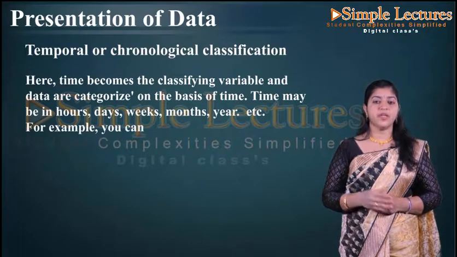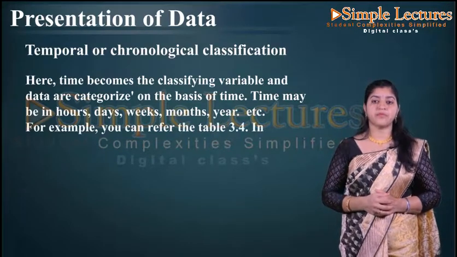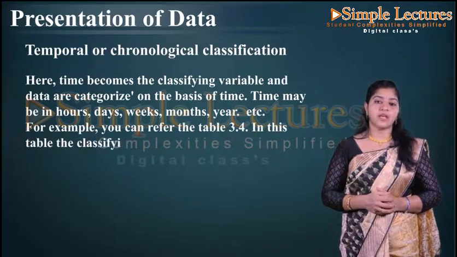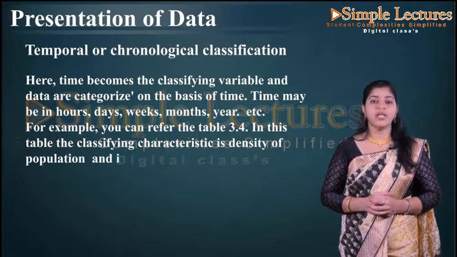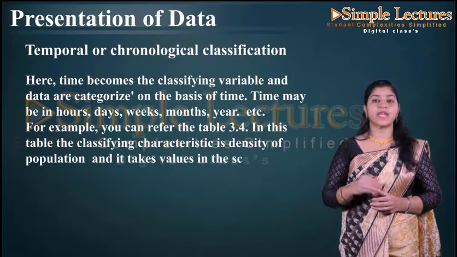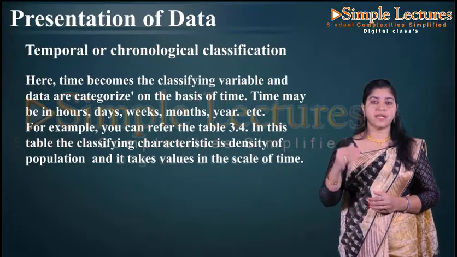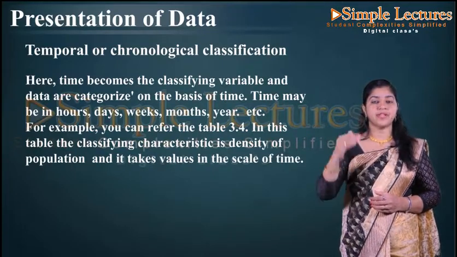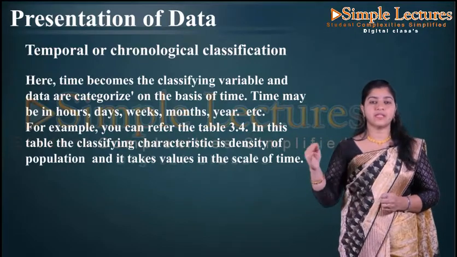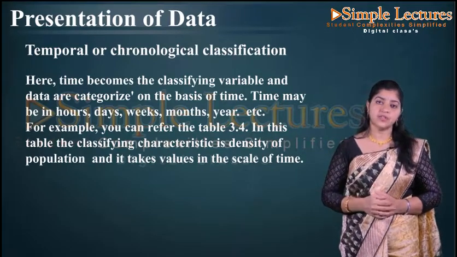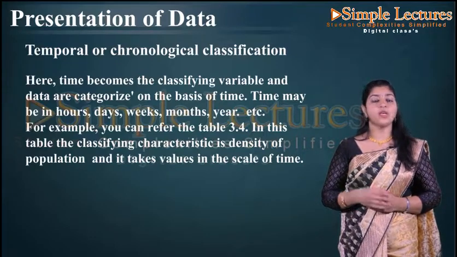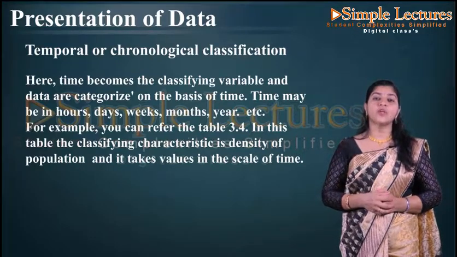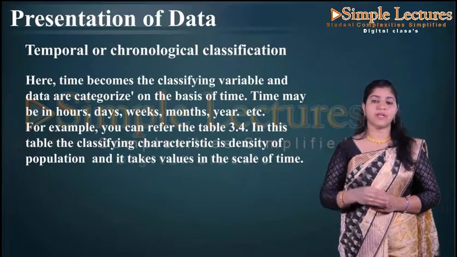For example, you can refer to table 3.4. In this table, the classifying characteristic is density of population and it takes values on the scale of time. So when we see this example of the density of population in different years, it is based on year, so it is also related to time. Such a presentation is known as chronological or temporal classification.